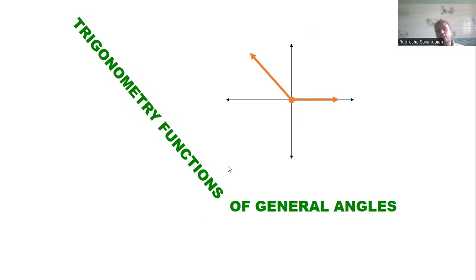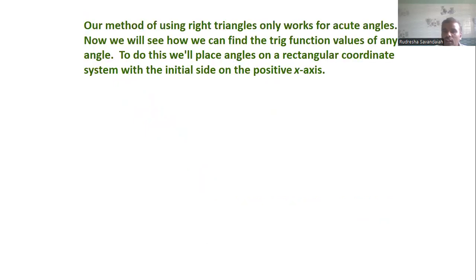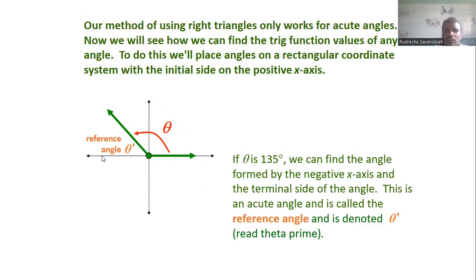Trigonometric functions of general angles. Our method of using a right triangle only works for acute angles. Now we will see how we can find the trig function values of any angle. To do this, we will place the angle on a rectangular coordinate system with the initial side on the positive x-axis. See here, this is the reference angle theta dash.